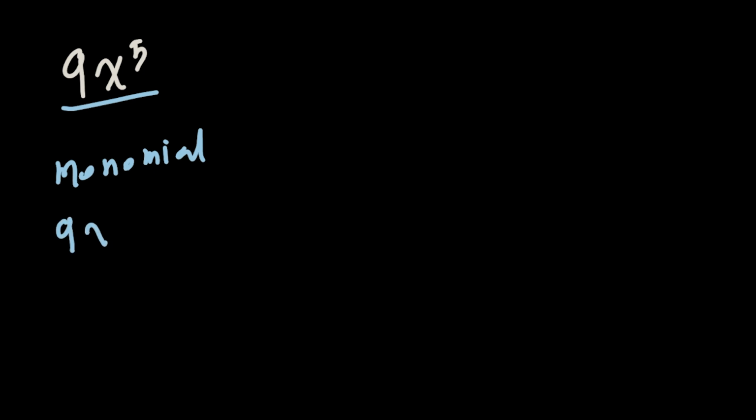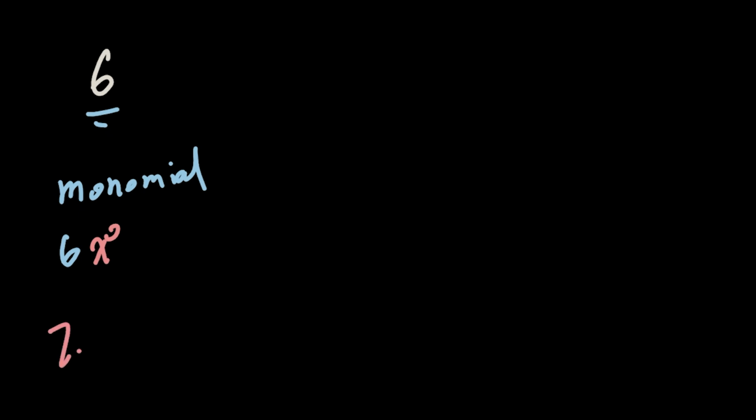So we have 9x to the power 5. If you can notice here, we have just one term, so it's a monomial. The term is just 9x to the power 5, and the degree is 5, since we have just one x to the power 5. Okay, let's see the next case.